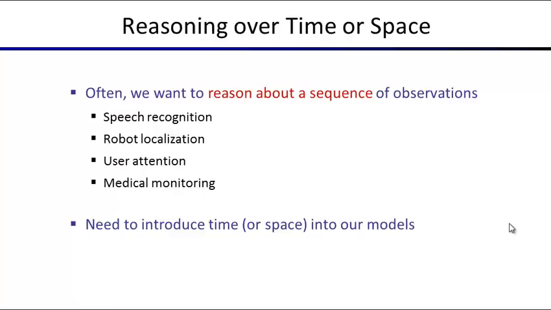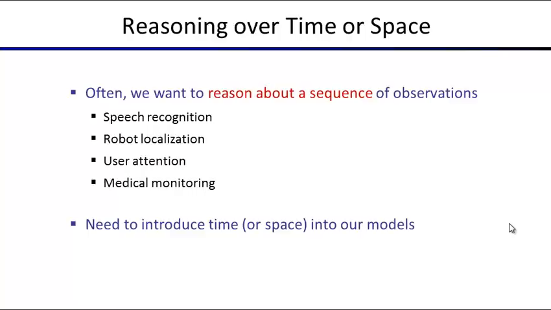Another application is robot localization. A robot could be going around, let's say, a building. While it's going around, it could get sensory readings from cameras, from lasers, and so forth. And as these sensory readings come in, you want to reason about them and maybe infer something about the location of the robot in the building, maybe even map out the building as you go along.